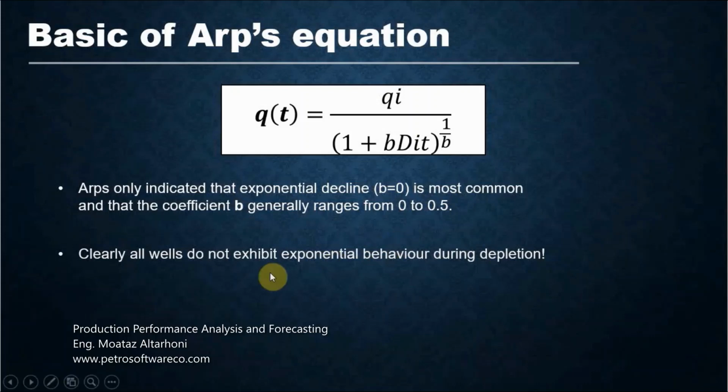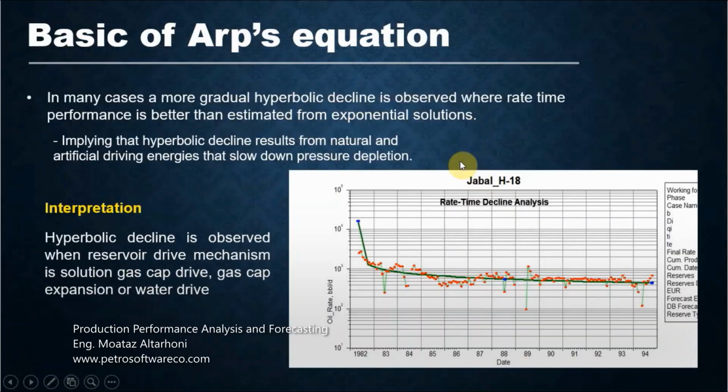Clearly, reservoirs don't always exhibit exponential behavior during depletion. After some time, not all the curves, we will explain that more, the exponential method is not shown. The pressure or the production drops as a straight line. It will have some curves, so that will change depending on the b here. And here is our case. In many cases, the hyperbolic decline is one of the methods where rate versus time is better matched than the exponential solution. We will see that.